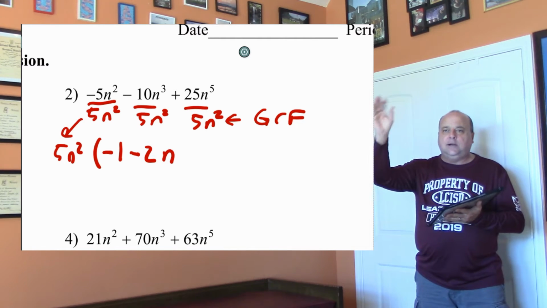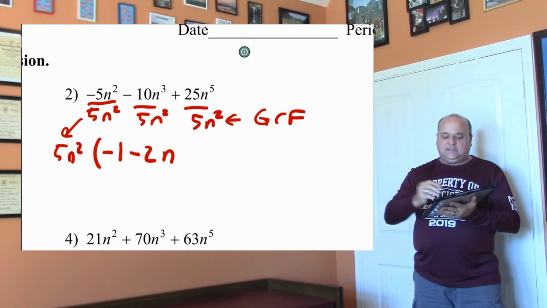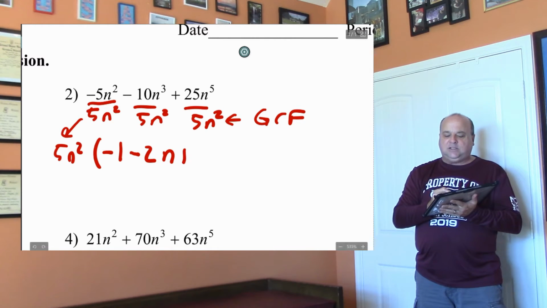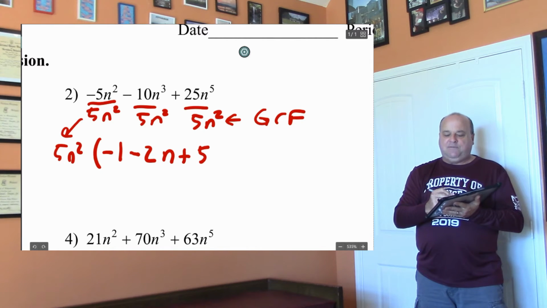Sign, number, letter, exponent. Repeat the process. A positive divided by a positive is a plus. 25 divided by 5 is 5. I have an n. 5 minus 2 is 3.